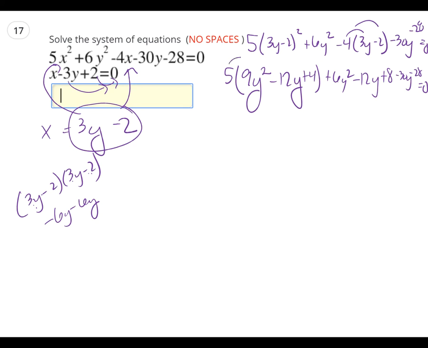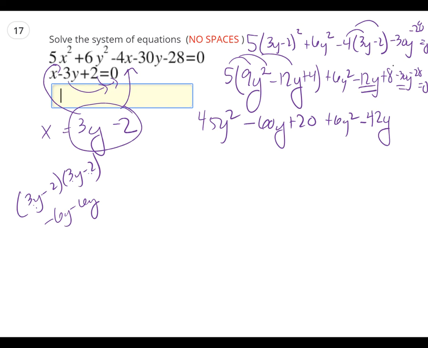What do I still need to do here? Distribute. So I'm seeing 45y squared minus 60y plus 20. Yeah. I could start combining some like terms over here to save space, couldn't I? Negative 12y, negative 30y is negative 42y, is that right? And then positive 8, negative 28 is negative 12 equals 0.